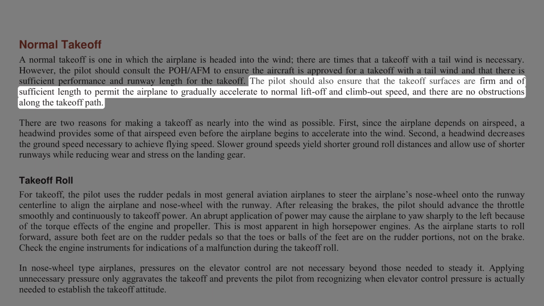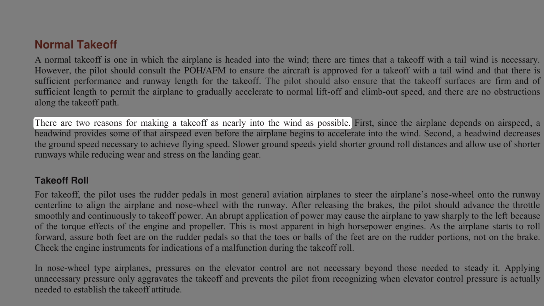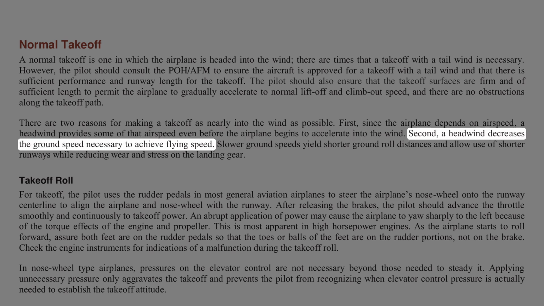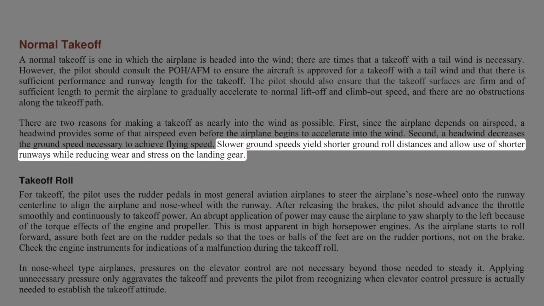The pilot should also ensure that the takeoff surfaces are firm and of sufficient length to permit the airplane to gradually accelerate to normal liftoff and climb-out speed, and there are no obstructions along the takeoff path. There are 2 reasons for making a takeoff as nearly into the wind as possible. First, since the airplane depends on airspeed, a headwind provides some of that airspeed even before the airplane begins to accelerate into the wind. Second, a headwind decreases the ground speed necessary to achieve flying speed. Slower ground speeds yield shorter ground roll distances and allow use of shorter runways while reducing wear and stress on the landing gear.